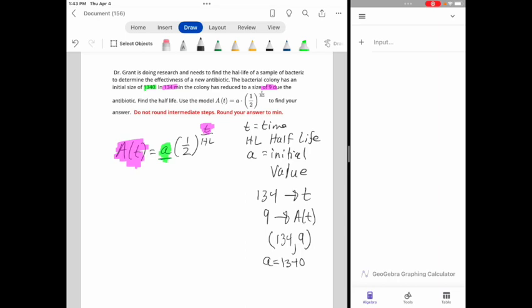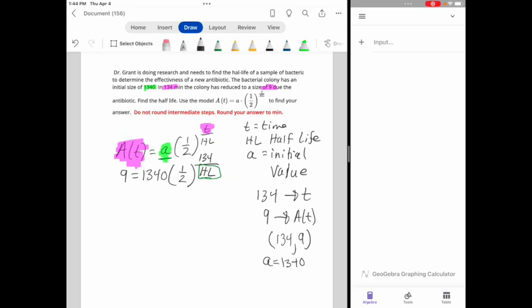So what we're going to plug in for our A of T, we're going to plug in 9. We're going to plug in 1,340 for our initial value. And then for our time, we're plugging in 134 minutes over our half-life. And that half-life is what we're trying to find.